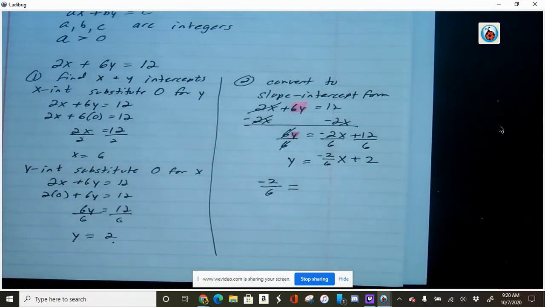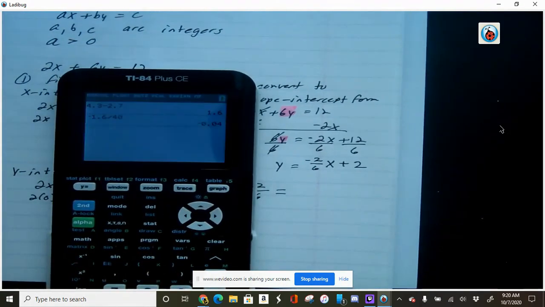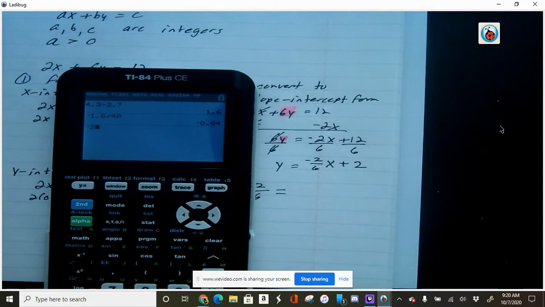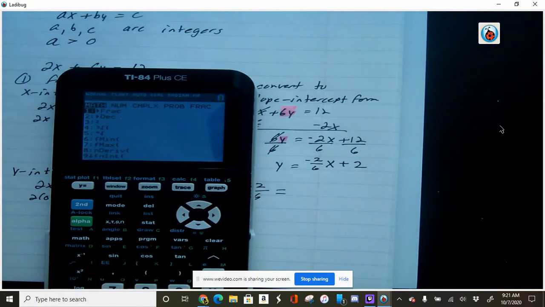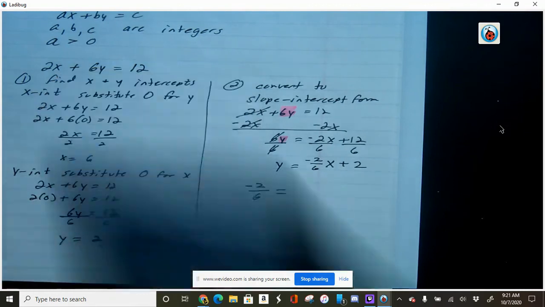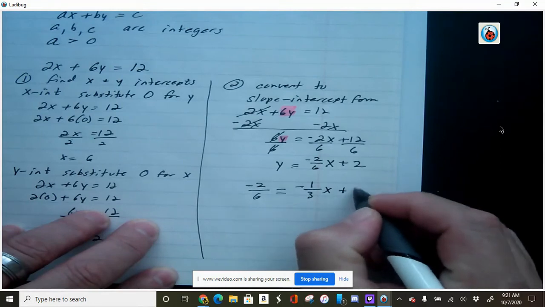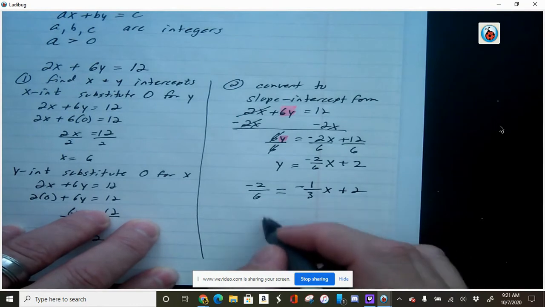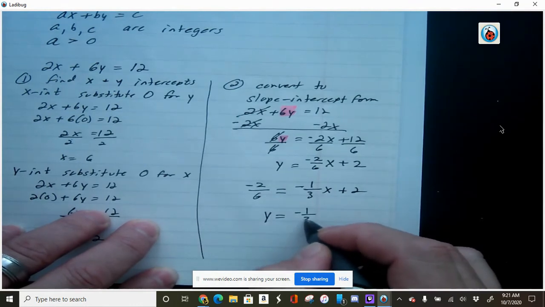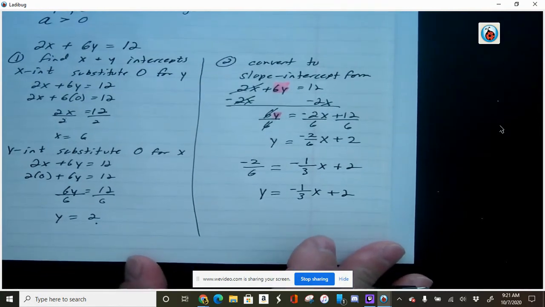Now remember, you can do that with your TI-83 or TI-84 simply by typing in negative 2 divided by 6, hit the math button, then hit enter twice. That gives us negative 1/3. So negative 1 over 3 x plus 2. Now let me rewrite that down here. y equals negative 1/3 x plus 2. That is my slope-intercept form of this graph.